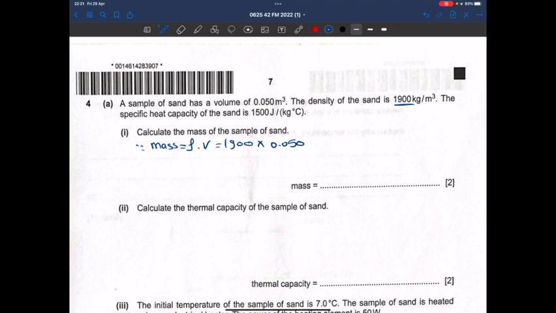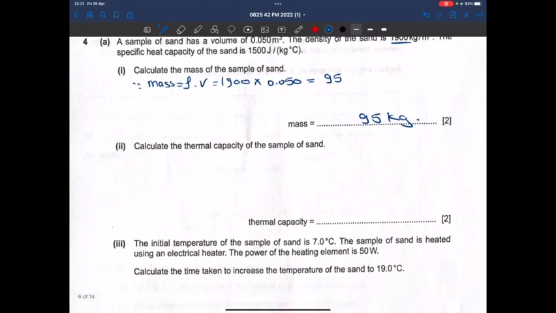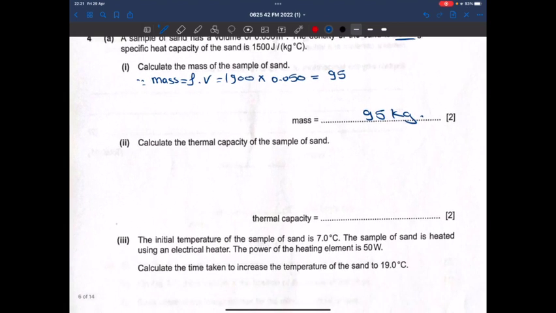This is the volume of the sand. If you use a calculator, the answer is 95. The measuring unit is kilogram, because meter cube will be cancelled in both these measuring units. So I'm going to write 95 kilograms. That was the mass.